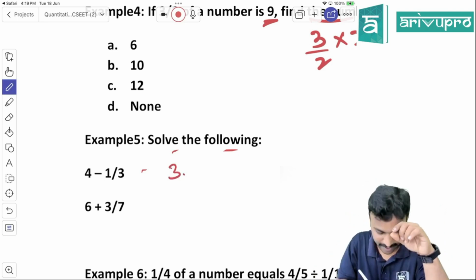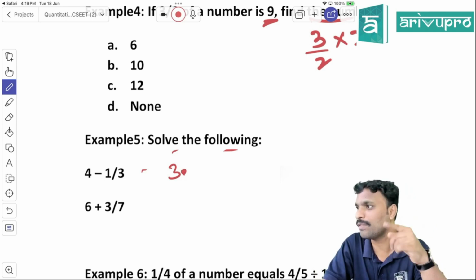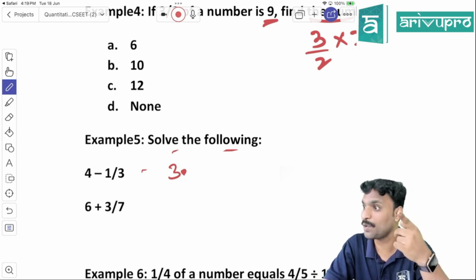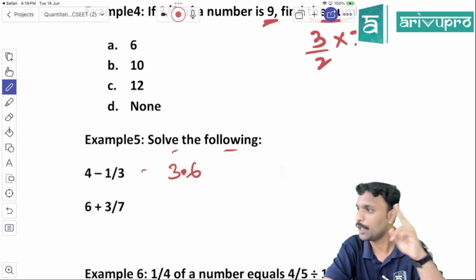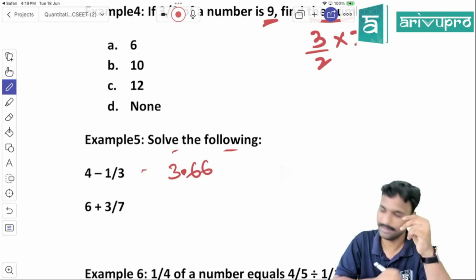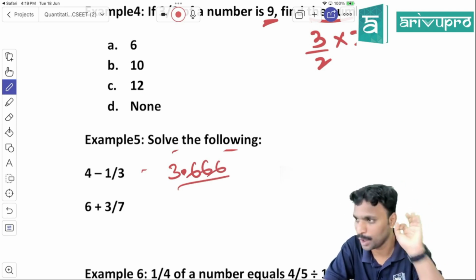So if I keep a decimal point, 2 becomes 20. So 20 by 3 if I do, 3 6s are 18. 3 sevens are 21, which is more than 20. So 3 6s are 18. 2 is the remainder. Again 6. Again 6. So 3.666, done.